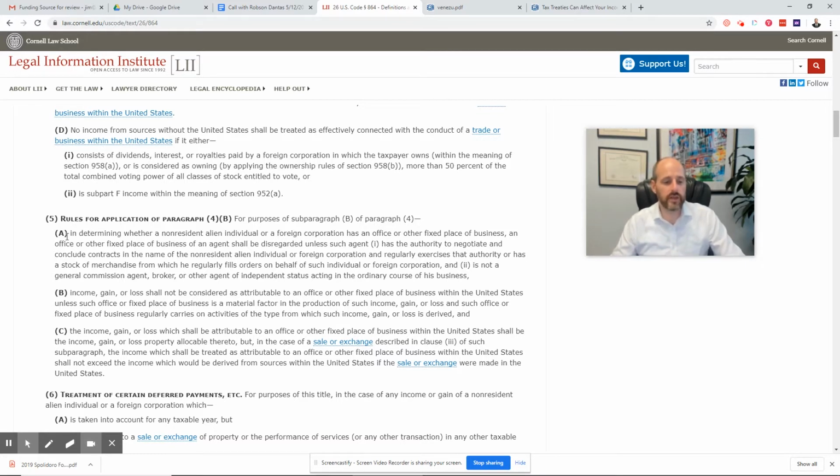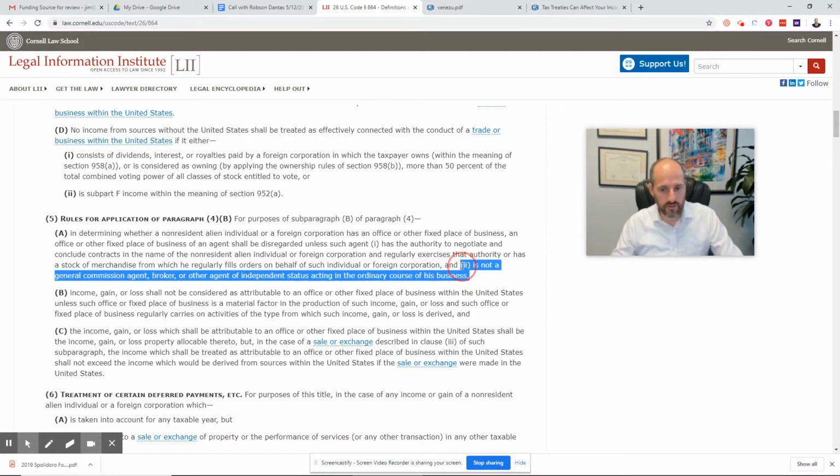So from this, I understand it and I read it as if you use contractors to deliver random services for you, that wouldn't make your income effectively connected income with the U.S. trade or business. However, this is really important.